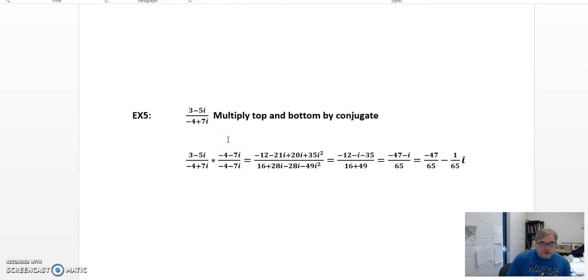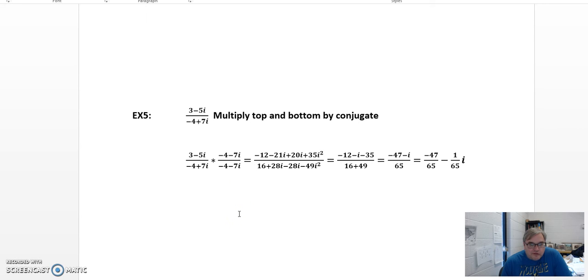Okay, this is kind of the worst kind of thing we're going to do is simplify. If I'm trying to divide two complex numbers, well, you're going to multiply the top and bottom by the conjugate, just like you did with radicals. And I made up a fairly nasty one here. The conjugate of negative 4 plus 7i is negative 4 minus 7i. So I have to FOIL out the top.